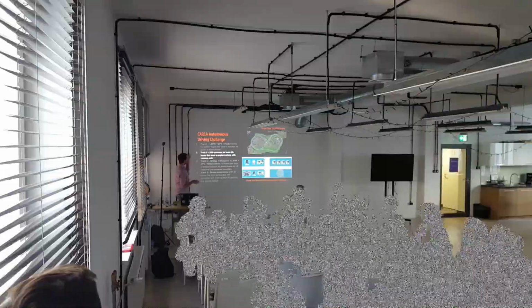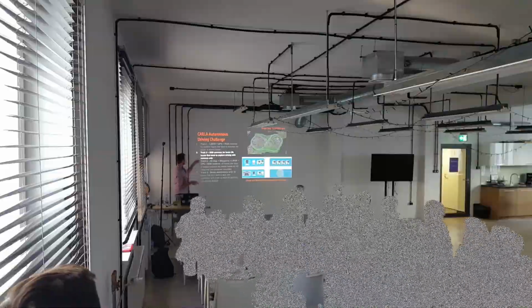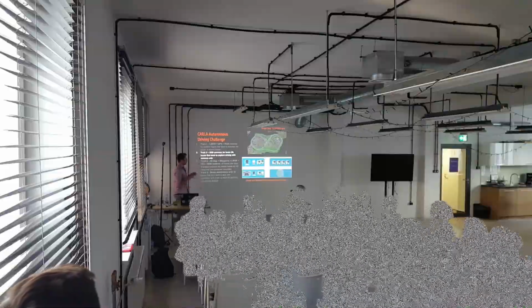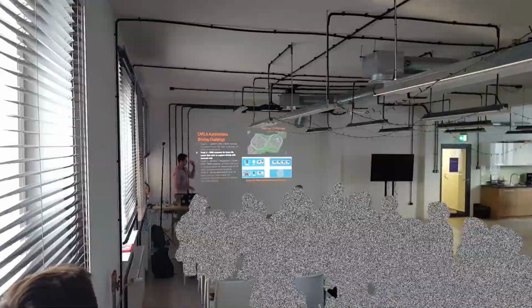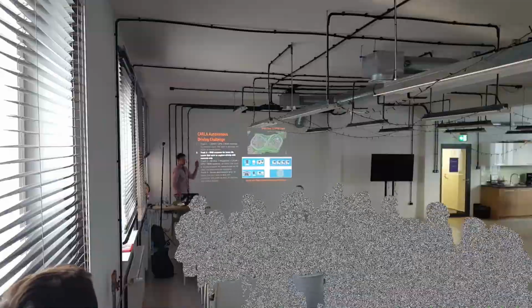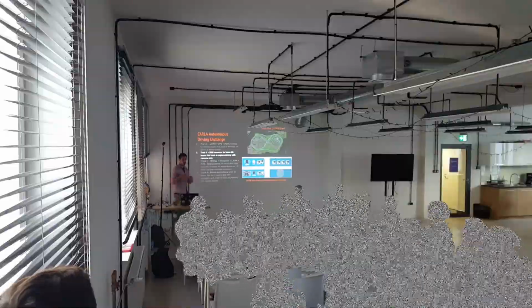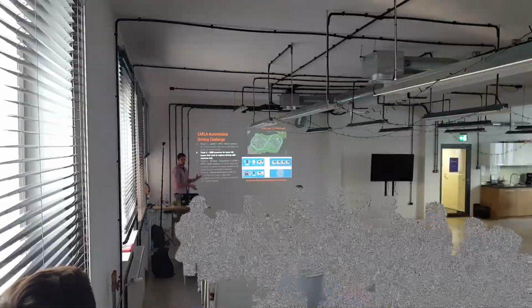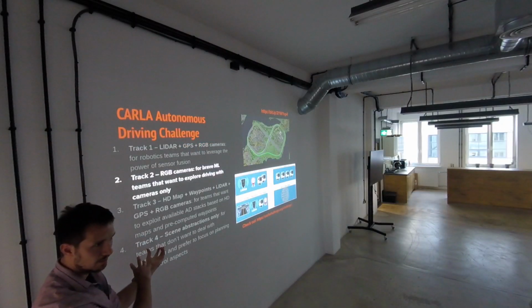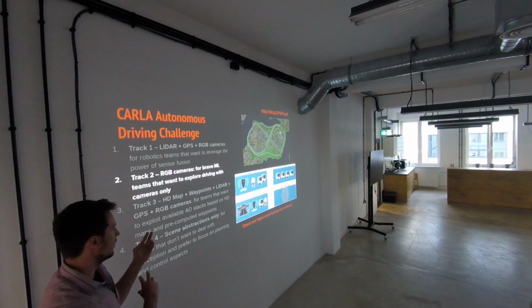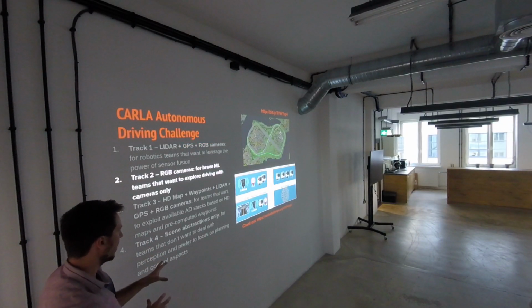I'm not going to discuss all of the tracks, but we'll be focusing on track 2, where you have RGB cameras as input, those 4 cameras that you saw earlier, but actually it's not semantic segmentation, so actually RGB. So you would need to have a neural network for semantic segmentation to actually use the model that I'll be presenting here.